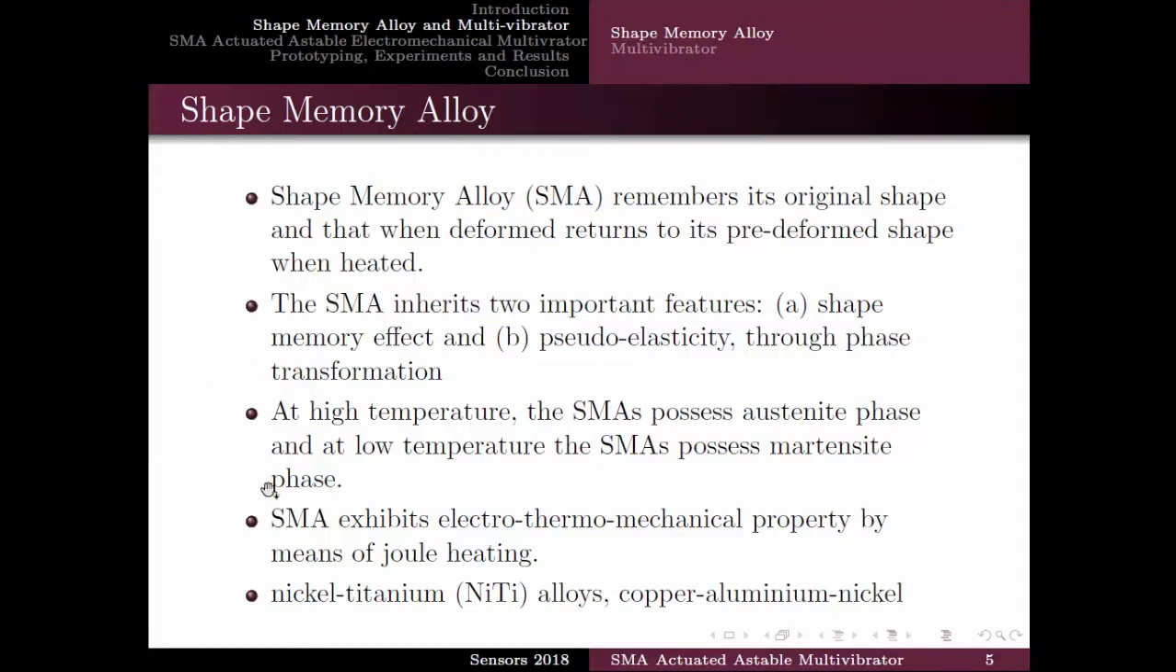What we have used here is that shape memory alloy exhibits an electrothermomechanical property, which is used for this application. Electrothermomechanical means I supply some amount of electrical power to the shape memory alloy, that will increase its temperature, and after that we get this type of actuation.